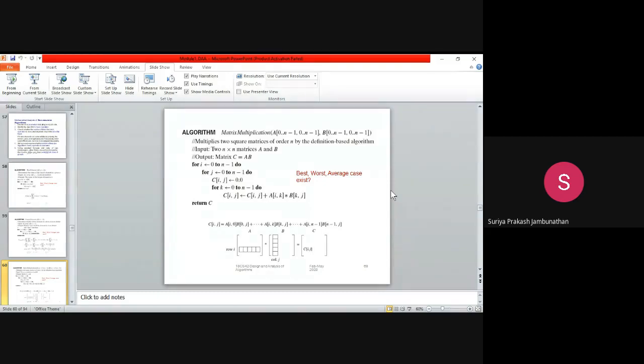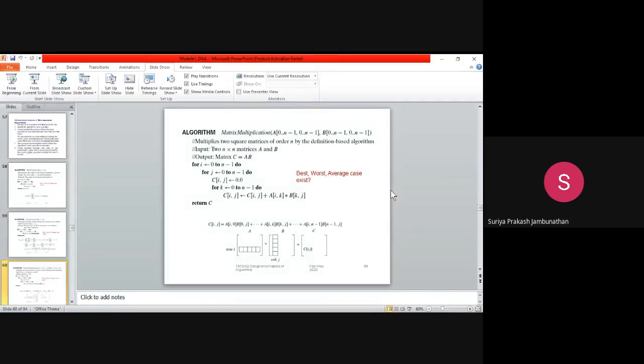So the input may be an n cross n matrix for A and B. As I told, whether it is 2 cross 2 or 3 cross 3, whatever it may be, according to that we have to decide the algorithm. So those are the inputs for the algorithm. And we are having output. Output is what? The resultant matrix C. C is equal to A into B. They are giving A dot B, which means multiplication of A into B. That will be stored in C, the resultant matrix C.